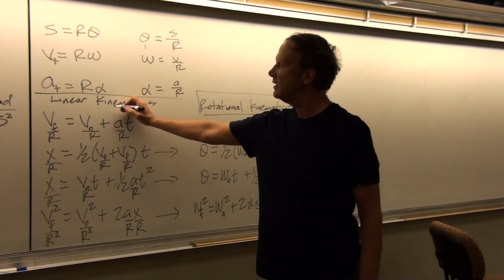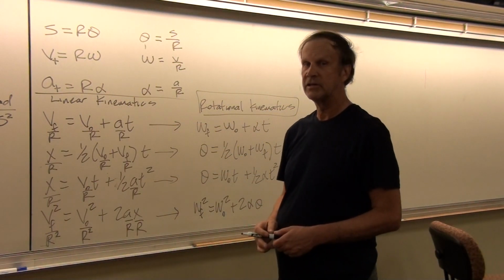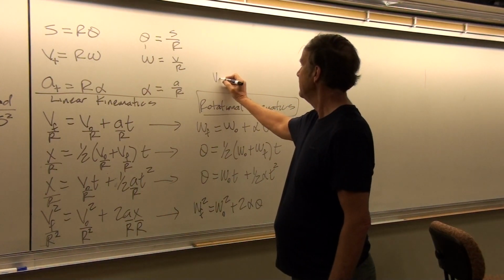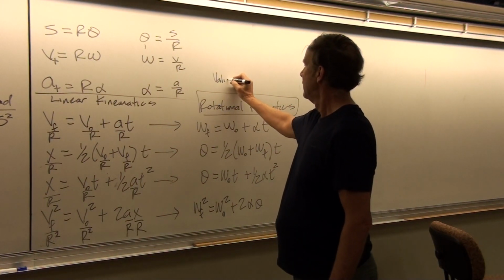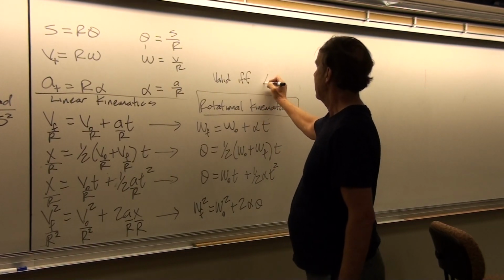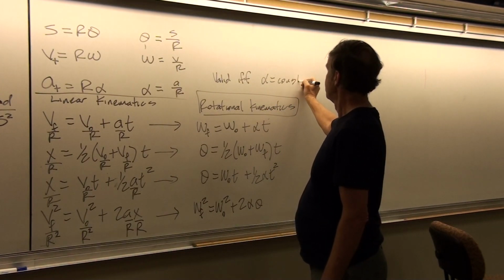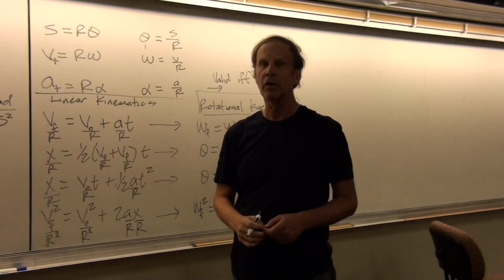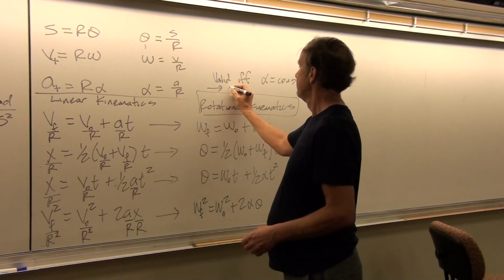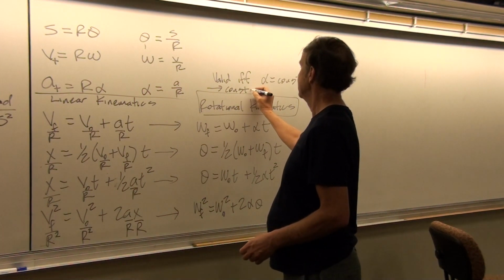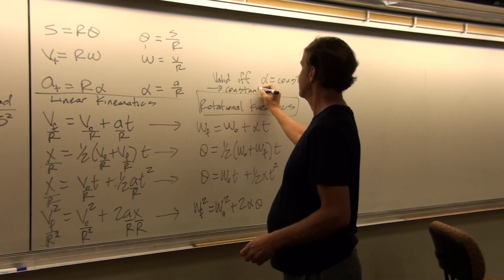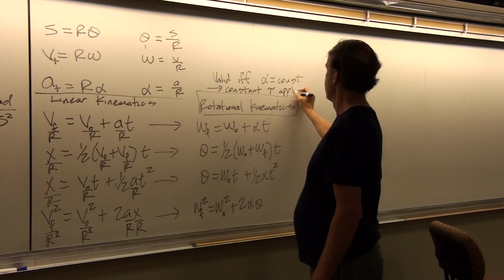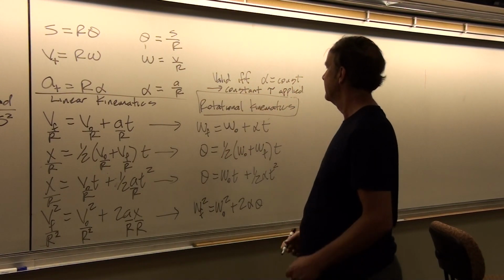Remember that our linear kinematics equations worked if the acceleration is a constant. The rotational kinematics equations are valid if and only if alpha is a constant. And so what we'll see later is that this means that a constant torque must be applied. I haven't really established that yet, but I'm just going to state it here. And I'll justify this in a few minutes.